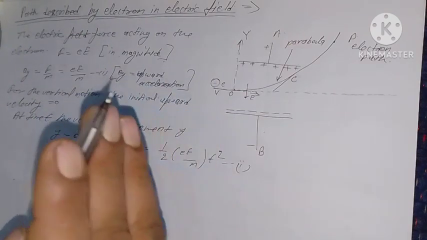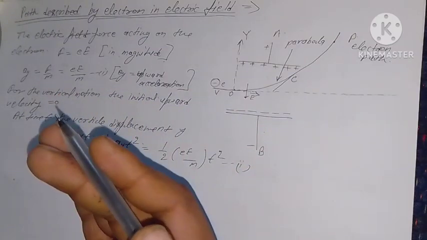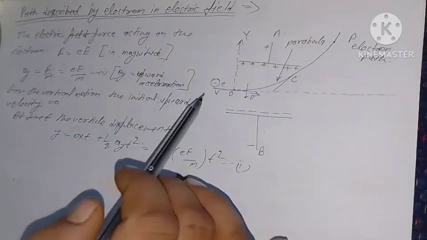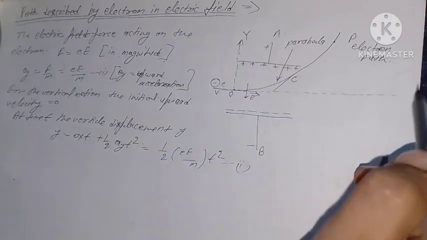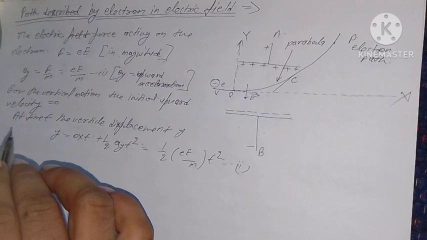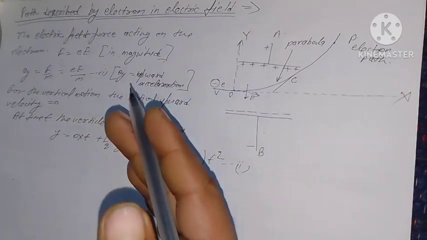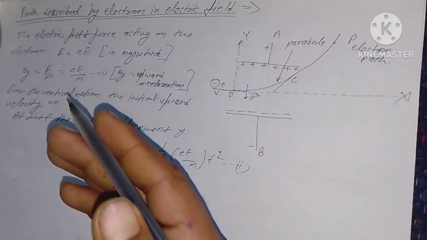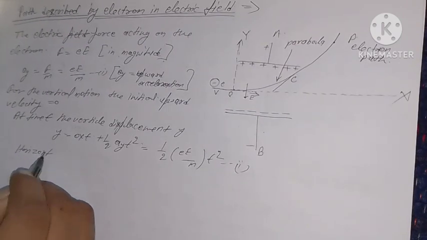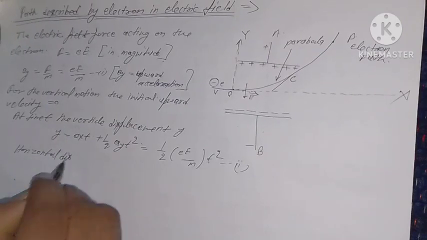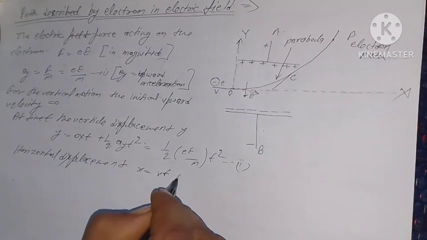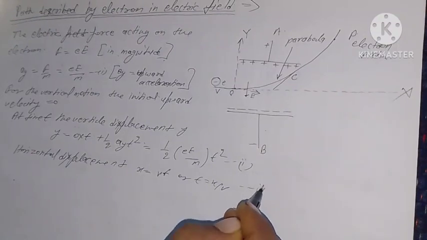In the horizontal direction, no force acts on the electron entering the electric field. Therefore, in the electric field, the horizontal velocity v is constant along OX. Hence, the horizontal displacement x at time t is given by x equal to v into t, or t equal to x by v. This is equation number third.